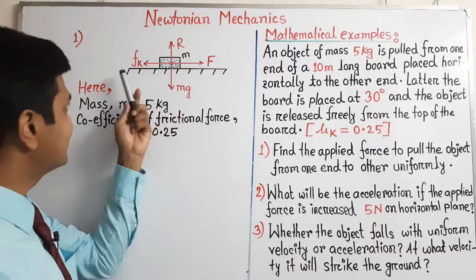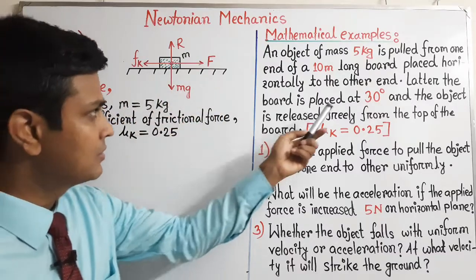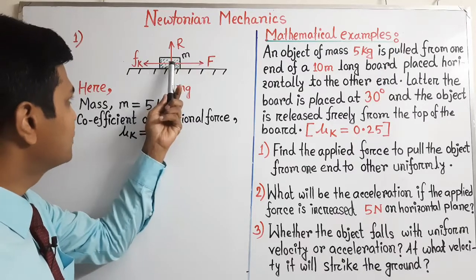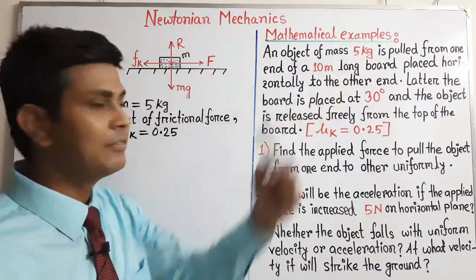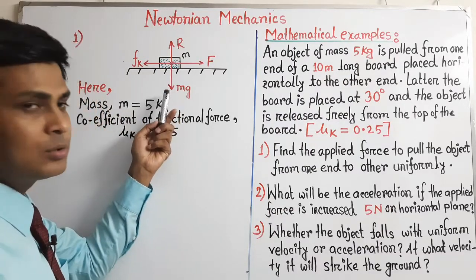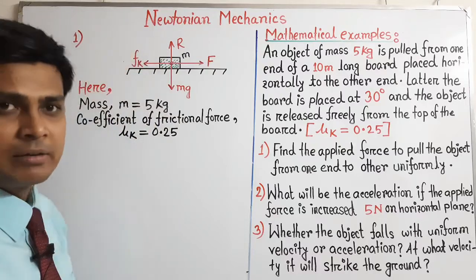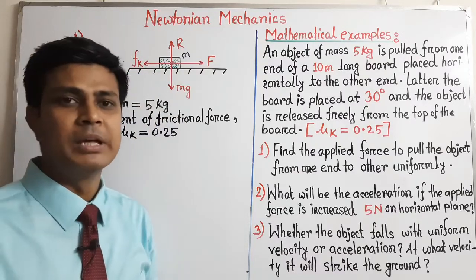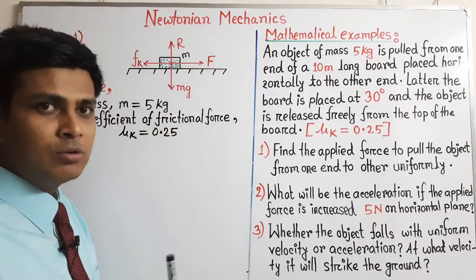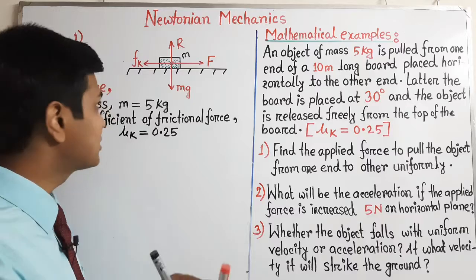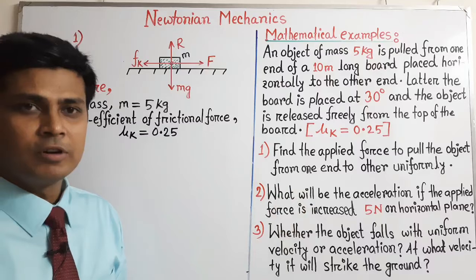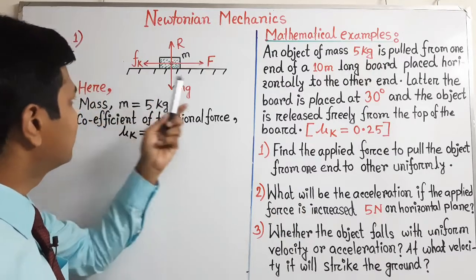In that figure, you can see this is the board which is placed horizontally, and here the object whose mass is m, which is 5 kg. We know the weight always acts downward, and the reaction force always acts opposite to the weight, in the upward direction, and the weight and the reaction force will always be equal to each other. If F is the applying force, the frictional force is developed in just the opposite direction of the applying force.